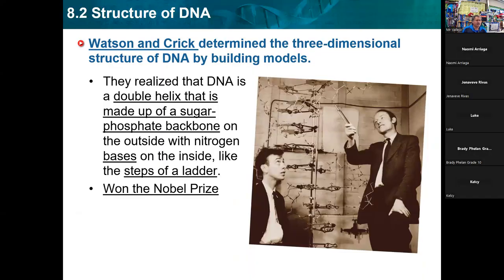Here are the guys that figured it out. These are Watson and Crick. Dr. Crick is on the right. He was from England. And Dr. Watson is down on the left of this picture. And I actually met Dr. Crick many times. He came to Los Angeles and was able to share with us some of his insight, and then we met him afterwards. So pretty cool deal. All right, so Watson and Crick. Let's go on.